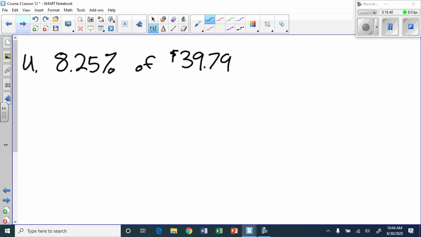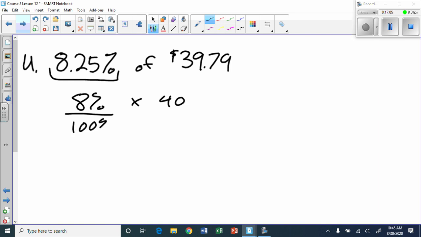The last one asks you to estimate. So estimating 8 1/4, essentially 8.25% sales tax on $39.79. Estimating doesn't mean rounding our answer. Estimating means rounding before we begin. So 8 1/4% is 8% of this multiplication, $40. That's what we're looking at doing.